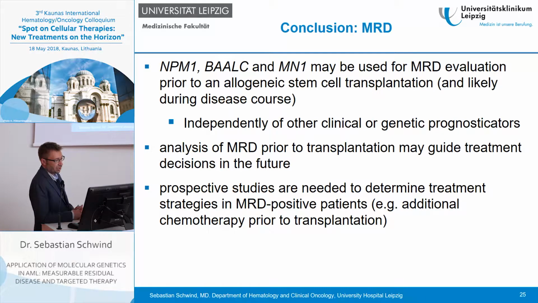So in conclusion, for minimal or measurable residual disease, NPM1 mutation, BALC, and MN1 may be used for MRD evaluation prior to an allogeneic stem cell transplantation and likely during disease course. They are independent of other clinical and genetic prognosticators, even though I've not shown you that. We've tested this in multivariate analysis. The analysis of MRD prior to transplantation and also during disease course may guide treatment decisions in the future.